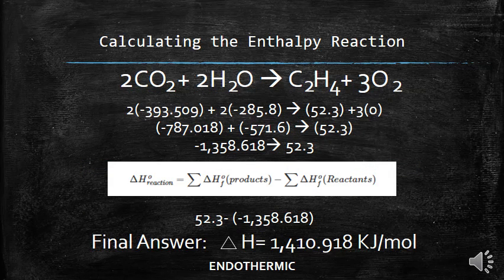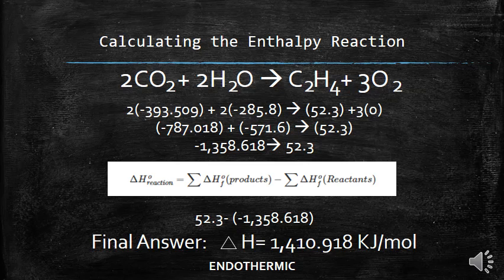So now we're going to calculate the enthalpy reaction, and for each compound I replaced it with its enthalpy formation. So instead of having CO2, I replaced it with its enthalpy formation, which is negative 393.509, and so on and so forth. I replaced all of the compounds with their enthalpy formation, and then I multiplied the coefficient to the enthalpy formation. So I did that for each compound if it had a coefficient.